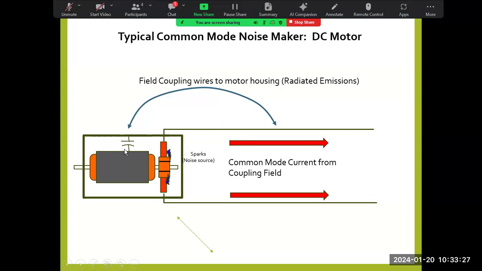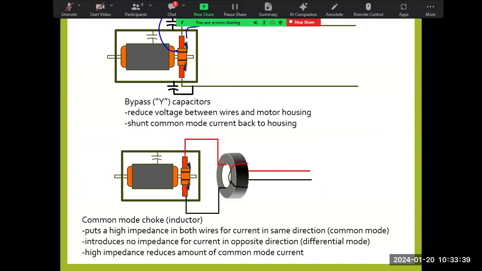And then because there's parasitic capacitance in the motor, you have coupling between the motor noise and the wiring. If you're trying to fix it, you can do a couple of different things. You can add filters. One type of filter is to put a bypass capacitor on the wires so that they produce a high frequency shunt between the wires and the housing. So the field between the wire and the housing is reduced, and you reduce the noise.